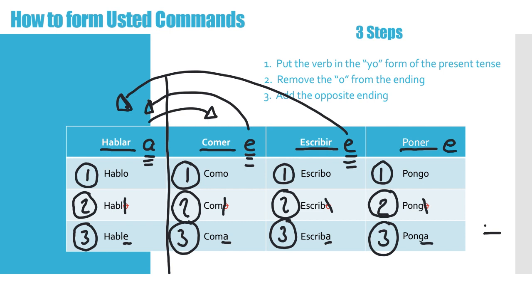So this last column here, this is our final product. These are commands. I could say hable to you, and that would be talk or speak. Coma, eat. Escriba, write. Ponga, put, if I want you to put your backpack on the floor. Ponga su mochila en el piso, all right? So this is how we form our command with just these 3 easy steps.